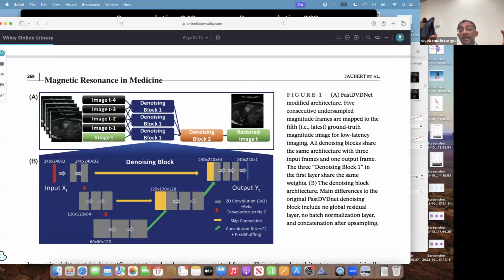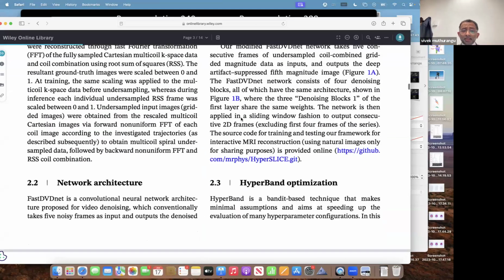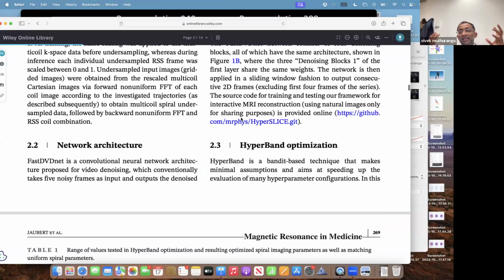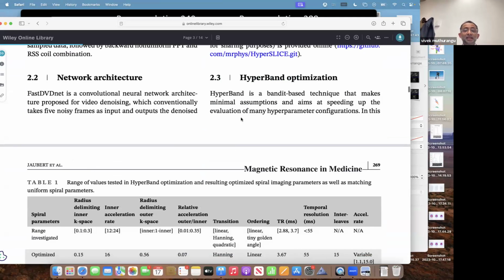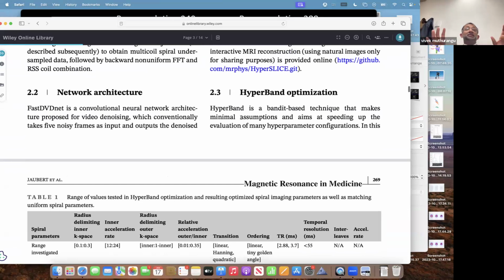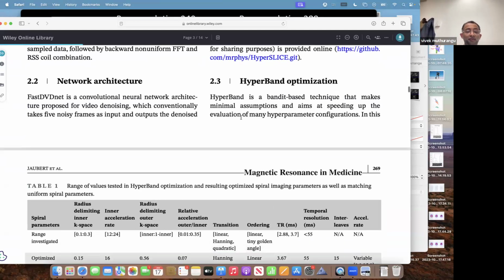So it's still a 2D network, but it does benefit from the images that came before it. So what about the hyperband? Because that's really the main bit of this. The hyperband optimization is essentially, it's not really a brute force. It's much cleverer than that, but you can start with a search space of parameters.